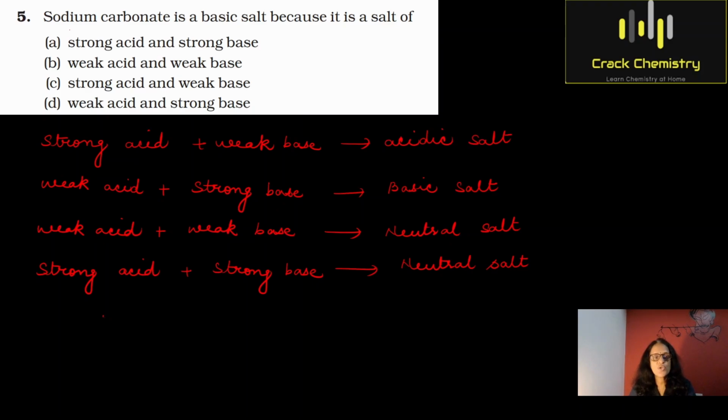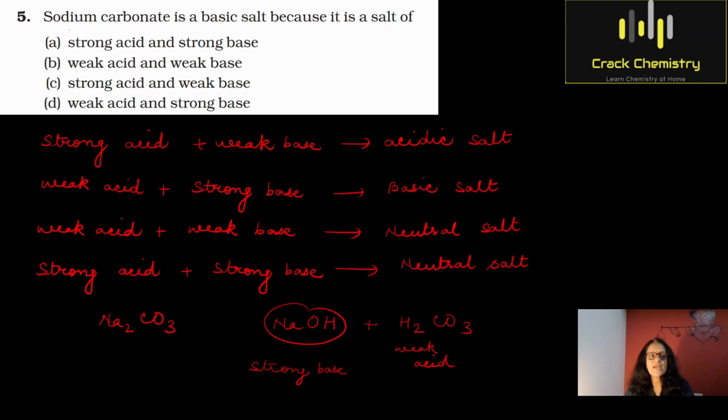Students, the formula of sodium carbonate is Na2CO3. It is formed by the reaction between NaOH, which is a strong base, and a weak acid, carbonic acid H2CO3. So we can see that sodium carbonate is a basic salt because it is a salt of NaOH, which is a strong base, and H2CO3, which is a weak acid.